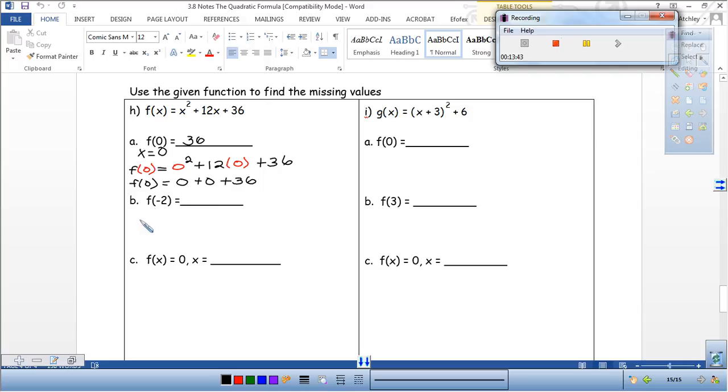Okay, the next one, now instead of 0, they're asking you to plug in negative 2. So again, it's just telling you that x equals negative 2. Find y when x is negative 2. So f of negative 2 equals negative 2 squared plus 12 times negative 2 plus 36.